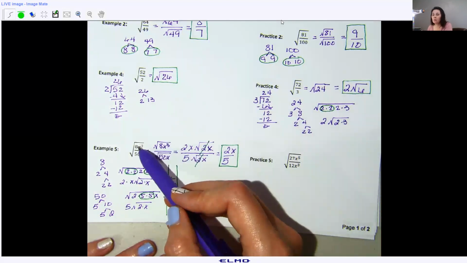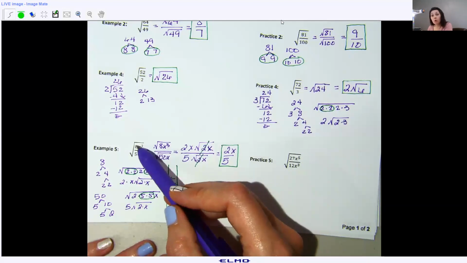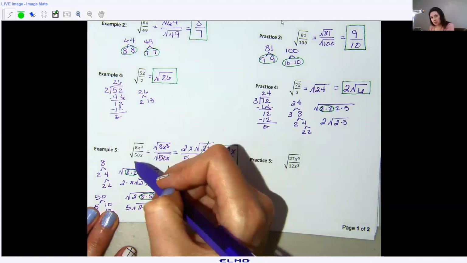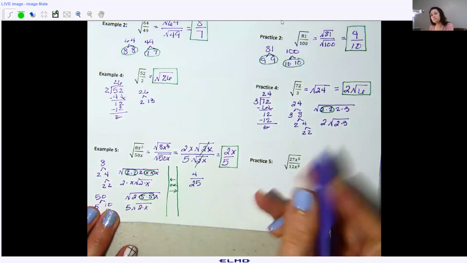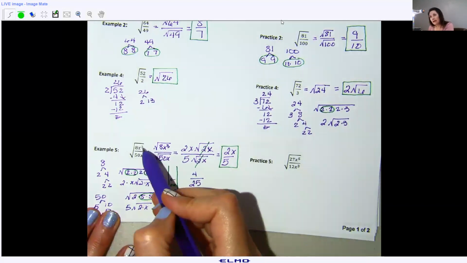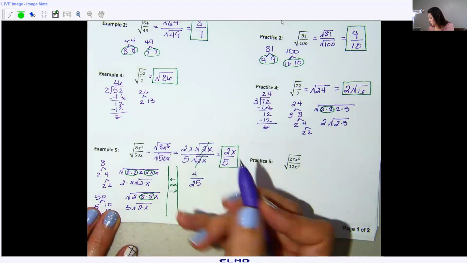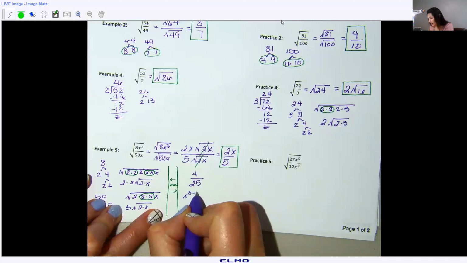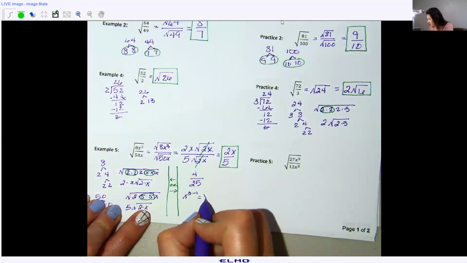So in this case, we have 8x cubed over 50x. Well, my coefficients can simplify. So I can divide these both by 2. So instead of 8 over 50, I end up with 4 over 25. Okay. And then notice my x's. I have 3 x's up here and 1 x down here, which is the same as saying x cubed minus 1, right? X cubed minus the 1 that's right here, which equals x squared, okay?